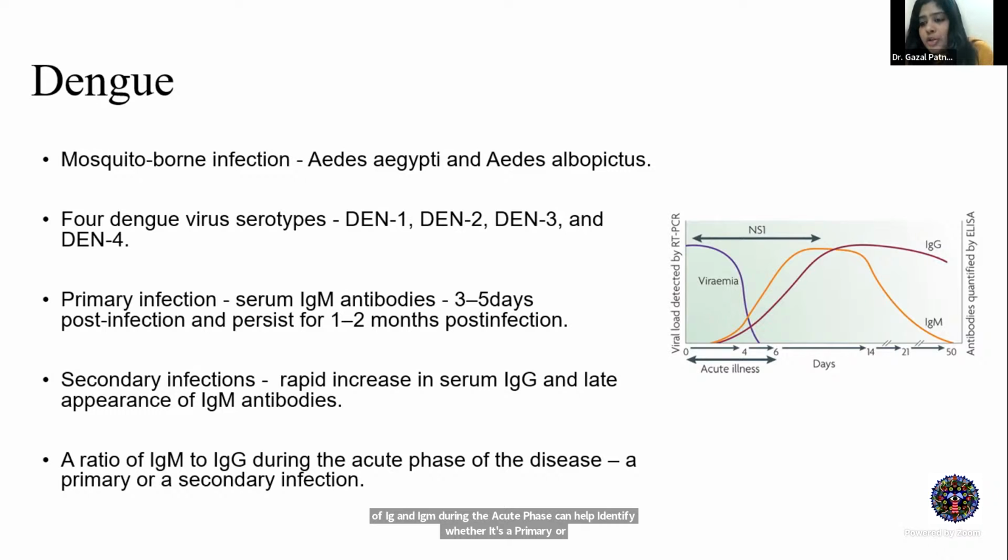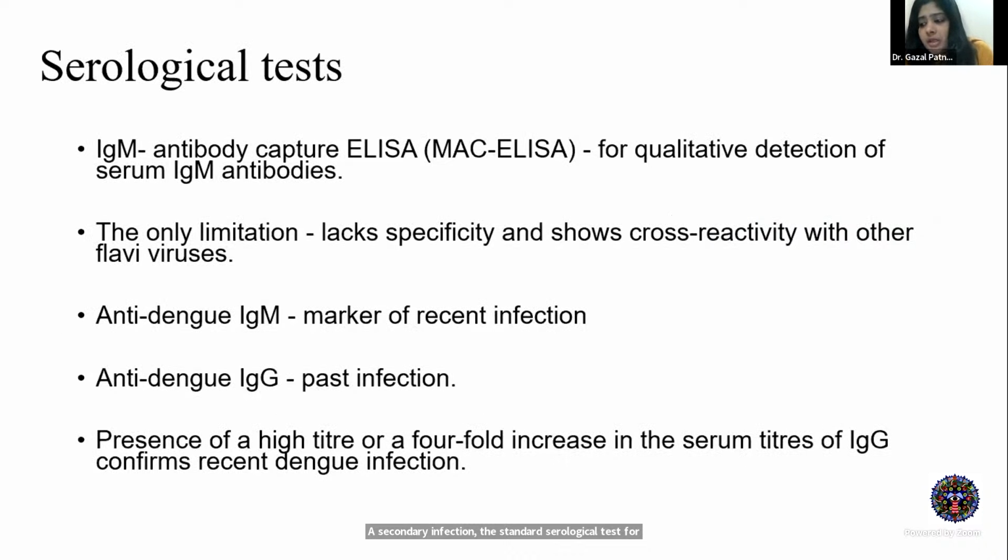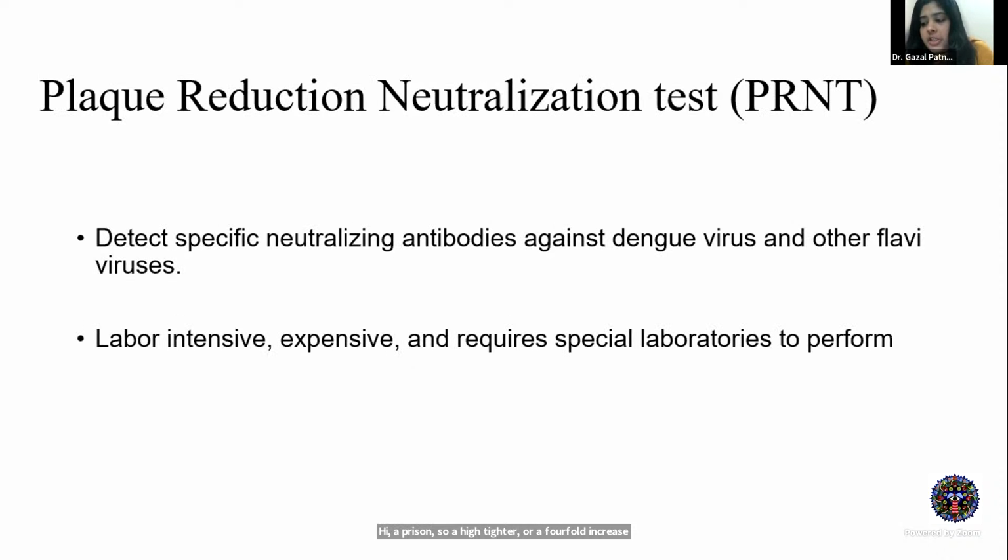The standard serological test for dengue is ELISA. The IgM antibody capture ELISA is used for qualitative detection. The only limitation is that it lacks specificity and shows cross-reactivity with other flaviviruses. However, presence of a high titer or a 4-fold increase in the serum confirms the dengue infection.